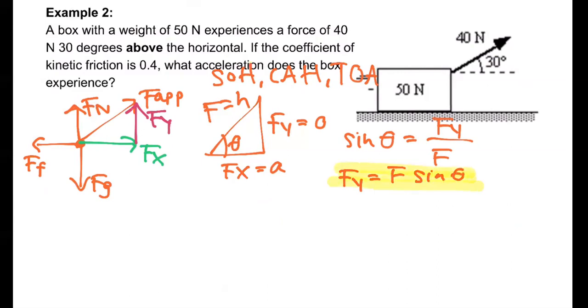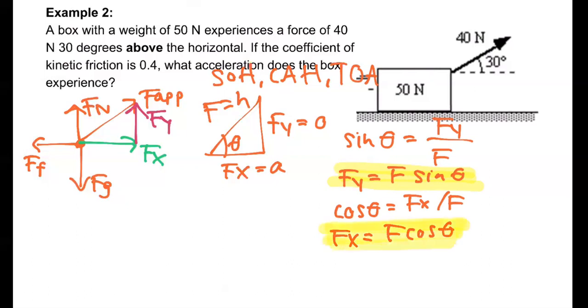Then I can solve for what my x direction would be. Cosine theta is equal to Fx divided by my force, which if I want my x direction, would be Fx equals F cosine theta. Now these can work anytime we're doing a problem like this. However, I do want you to show me the process of you getting to this.